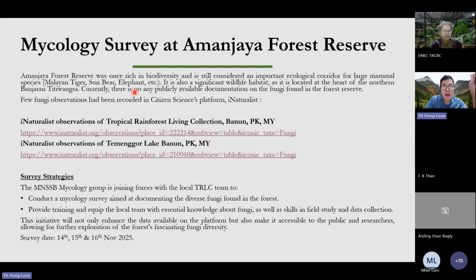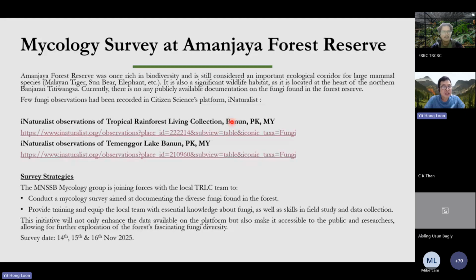So it's also a significant wildlife habitat because it's located in the heart of the northern Banjaran Titiwangsa. Currently, publicly available documentation on the fungi found in the forest is not available. We have tried to search the records and the information, but we can't really find it. But there are some fungi observations recorded in iNaturalist. So if you go through this link, you can see some observations found. Not a lot, I would say maybe around 10 to 30.